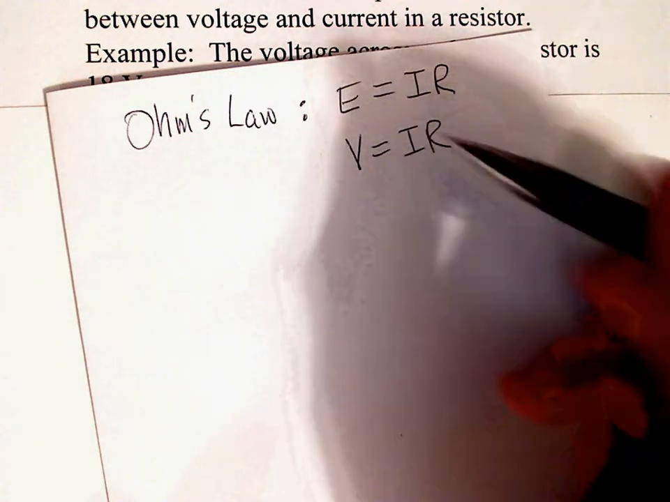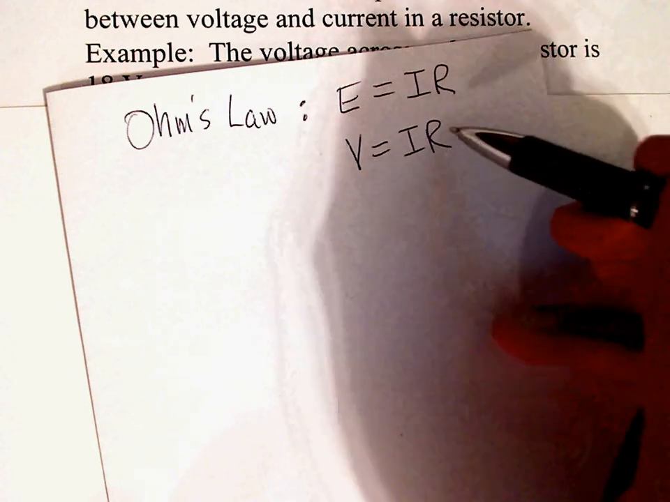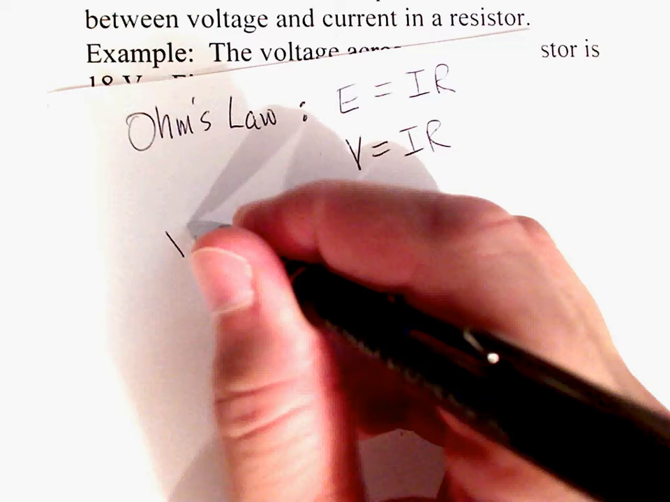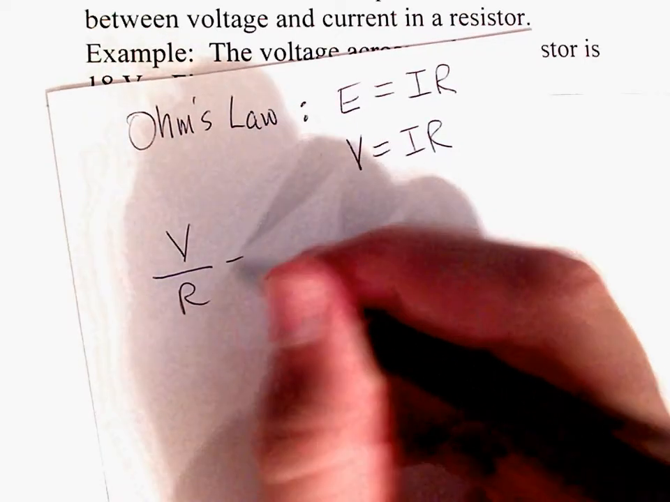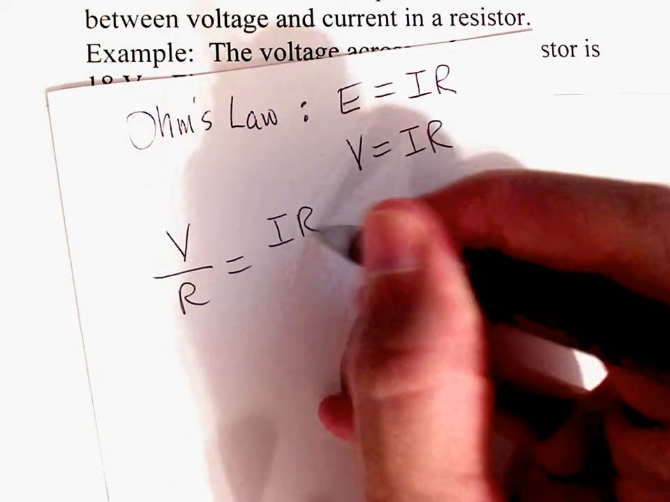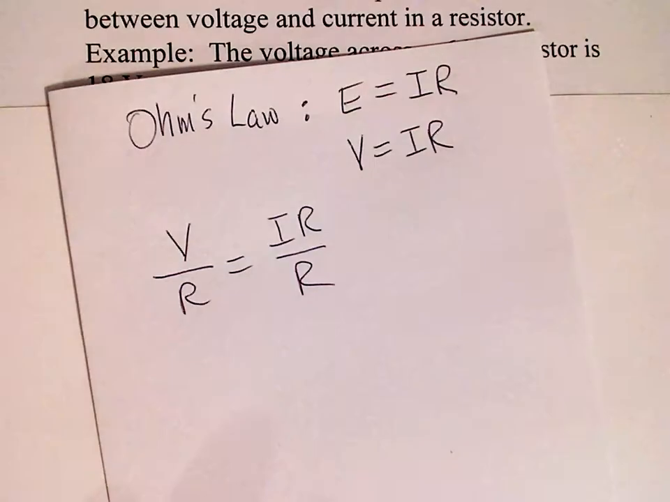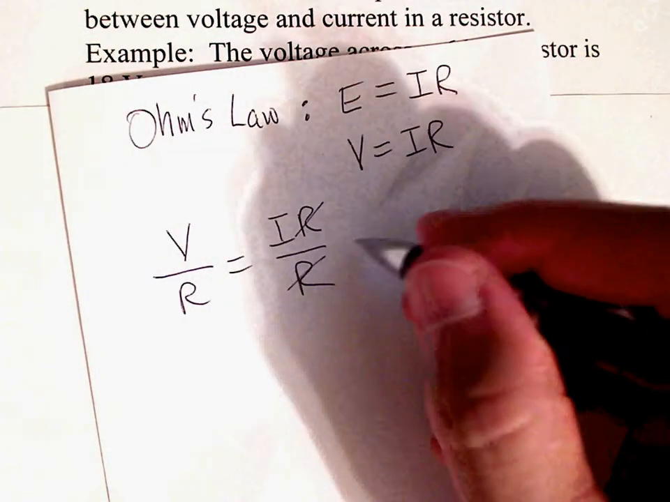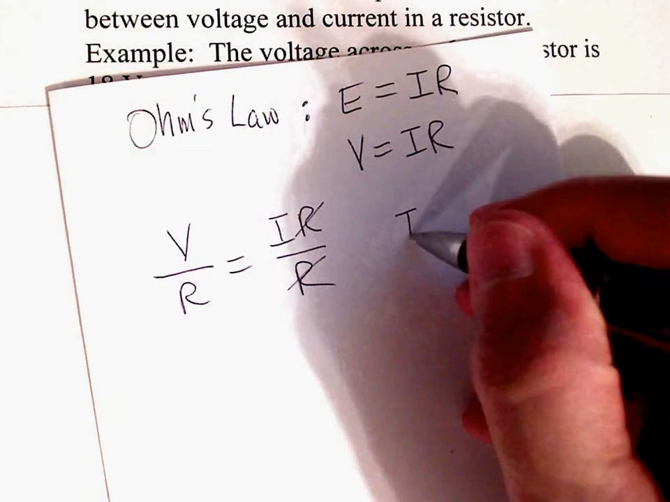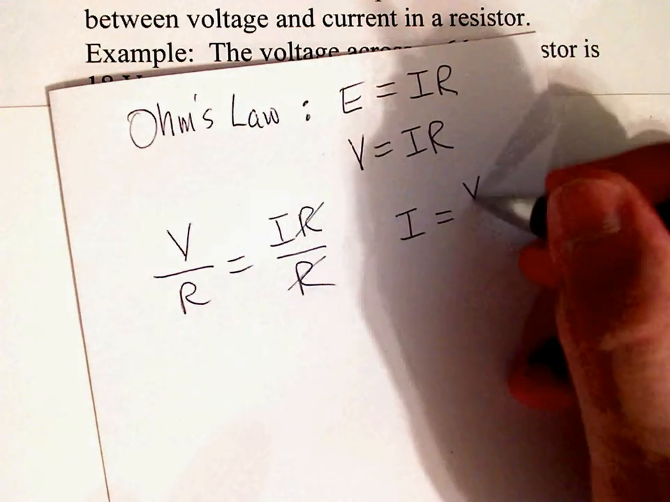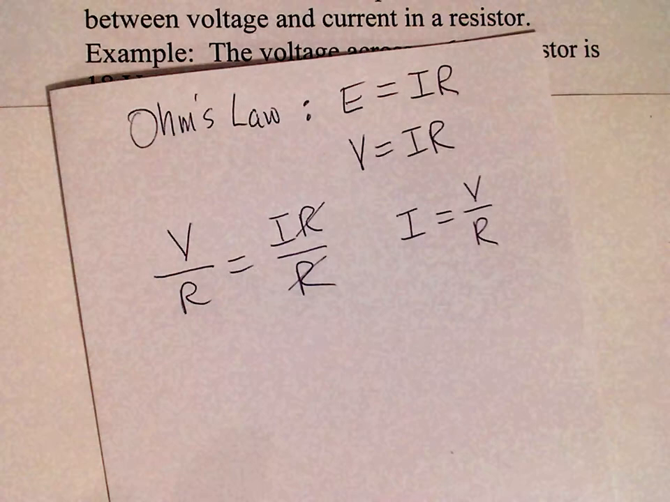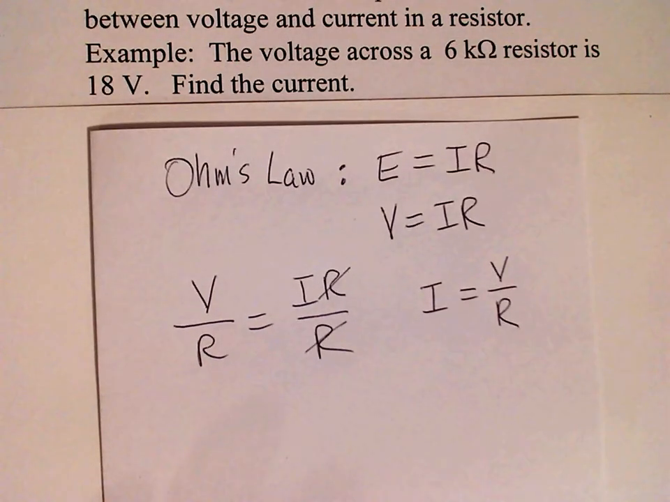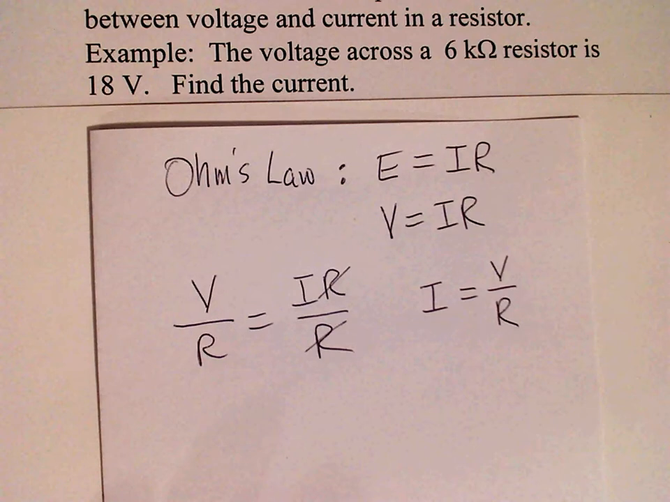Current is represented by the letter I. So to get the current by itself, I need to divide by R, don't I? So I go V divided by R is equal to IR divided by R, divided on each side by the same quantity R. The R's here cancel, and so that means that I is equal to V over R. Easy enough. And now we just need to fill in the values.